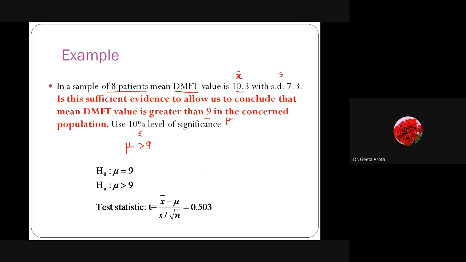So obviously we are done with H naught and HA, and the next step is the t value. Here we have not written the whole calculation. You can do it with x bar, 10.3, minus mu. Mu is 9. So it becomes 10.3 minus 9, that is x bar minus mu, divided by s. S is 7.3 divided by under root of n. N is 8.